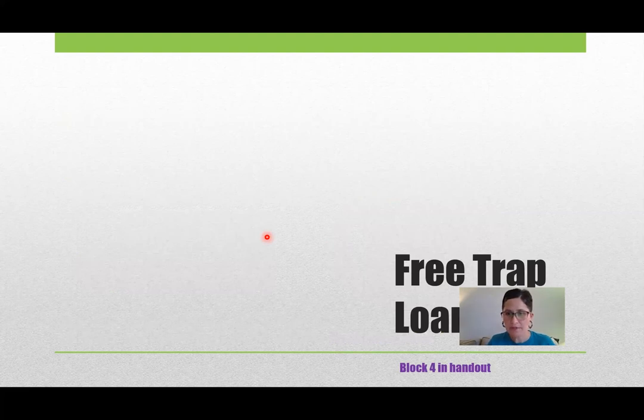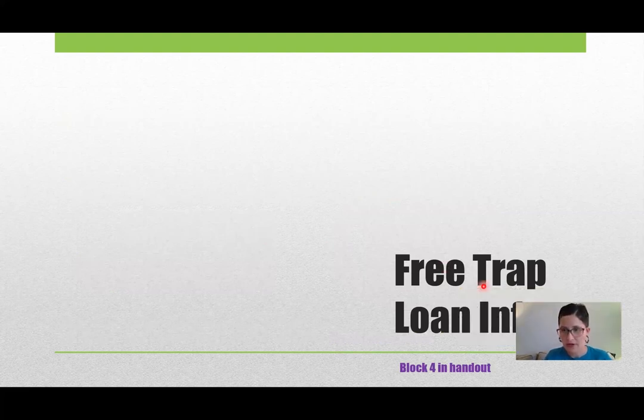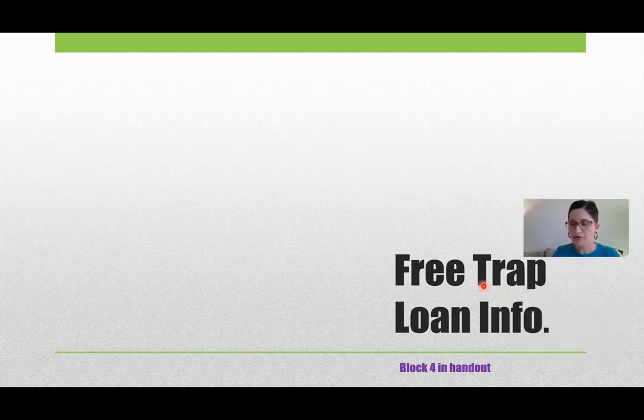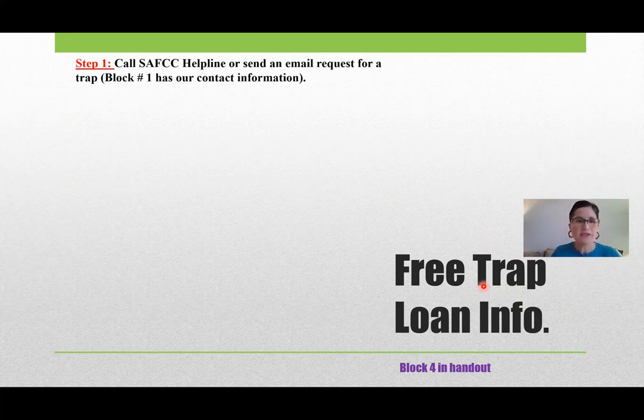All right, so the free trap loan program that we have here, let's see if I can move myself. There we go. All right, so again, you'll find this in block 4 of the handout here. All right, so let's do this. Step 1. The first thing you're going to do to get the trap is you're going to call us. Okay, so you'll see that we're in block 1 of the brochure. And again, I'm going to give you our information if you don't have this with you. So you're going to call us or you're going to send us an email.